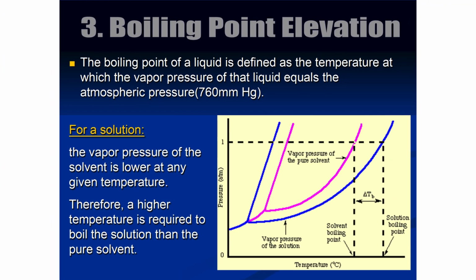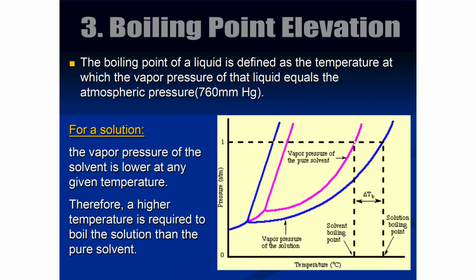3. Boiling point elevation. Now let's move on to boiling point elevation. The boiling point of a liquid is the temperature at which its vapor pressure equals the atmospheric pressure, which is 760 millimeters of mercury. For a solution, the vapor pressure of the solvent is lower at any given temperature. Therefore, a higher temperature is required to boil the solution than the pure solvent.